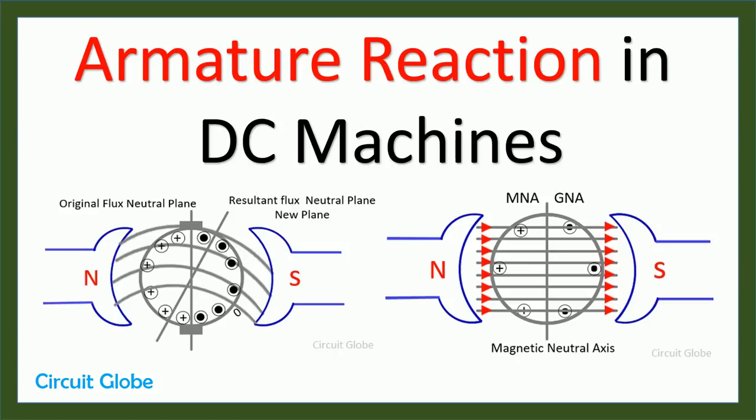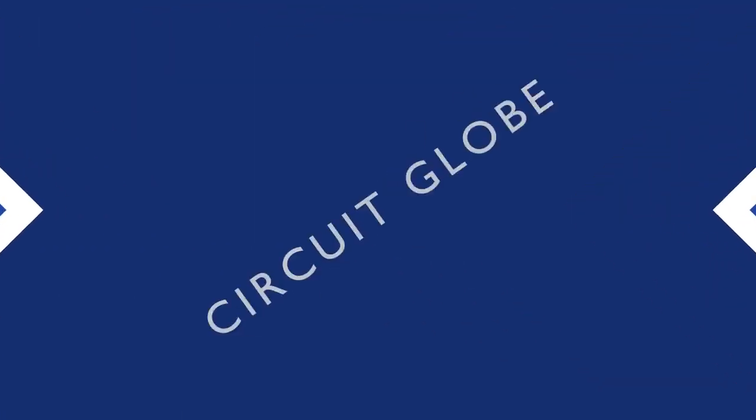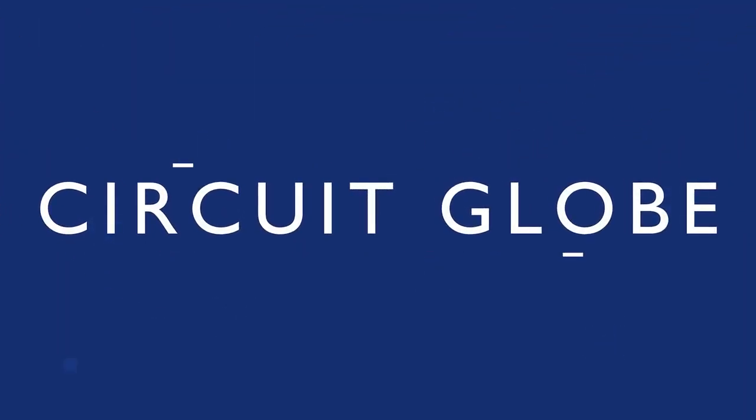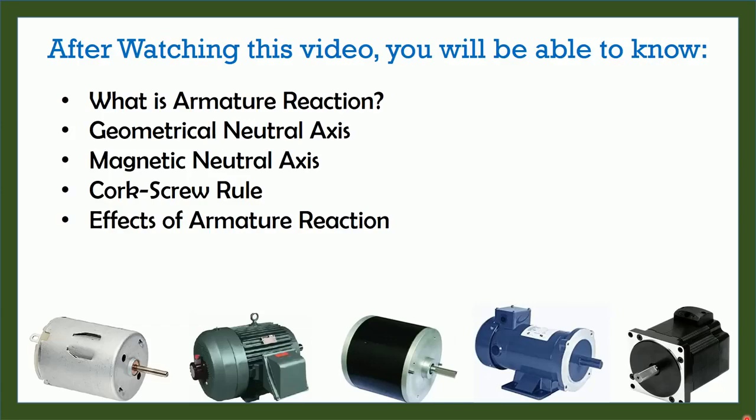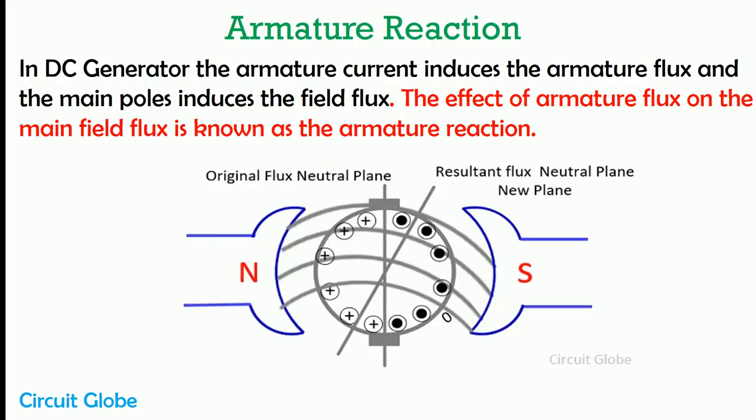Today in this video, I will explain what armature reaction in DC machines is. After watching this video, you will be able to know what armature reaction is, what the geometrical neutral axis is, what the magnetic neutral axis is in DC machines, the cork screw rule, and the effect of armature reaction on DC machines. So friends, let's get started.